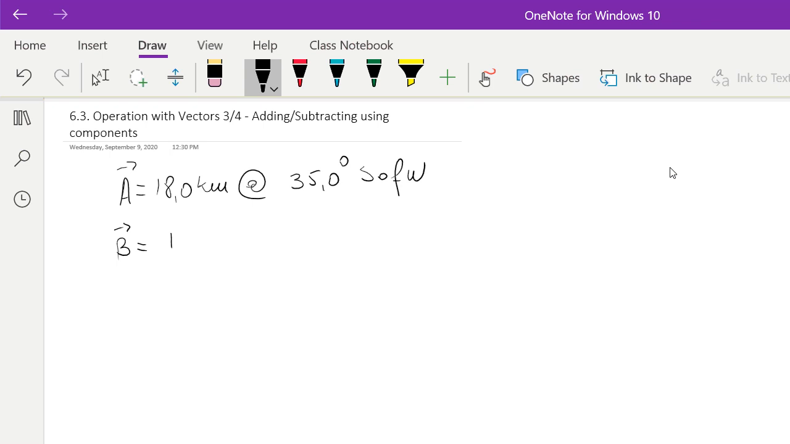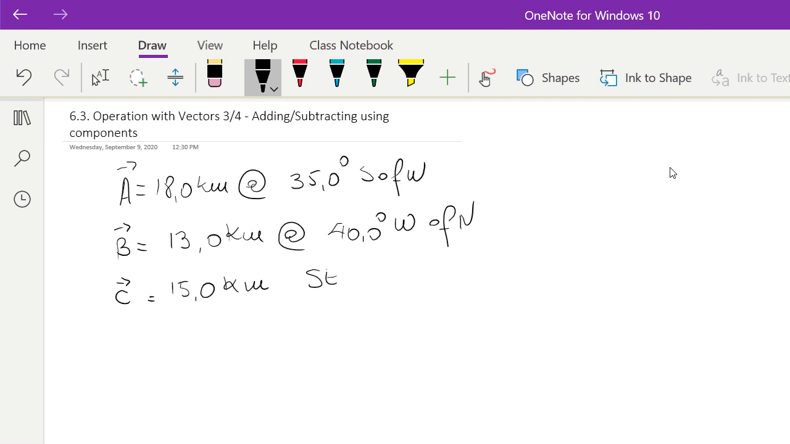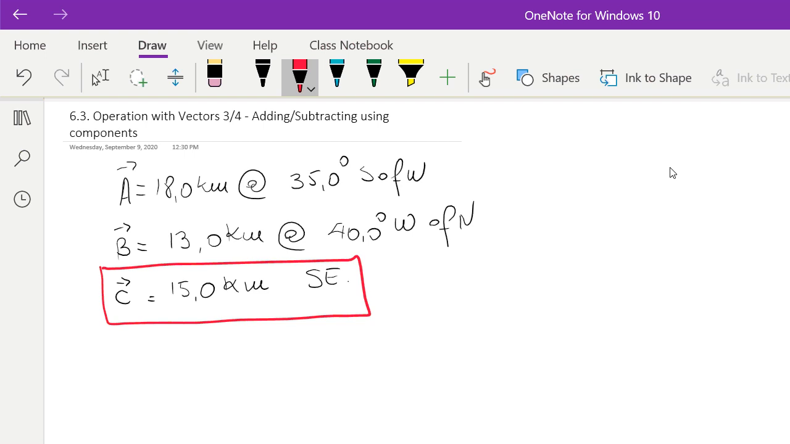Vector B that is 13 kilometers at 40 degrees west of north. And vector C that is 15 kilometers, and then this is just southeast. When you see something like this, that there is no angle, that means that it's in the middle. That means that the angle between the south axis and the east axis in this case is 45 degrees. This is why we don't even state the angle. Why 45? Because 90 divided by 2 is 45.